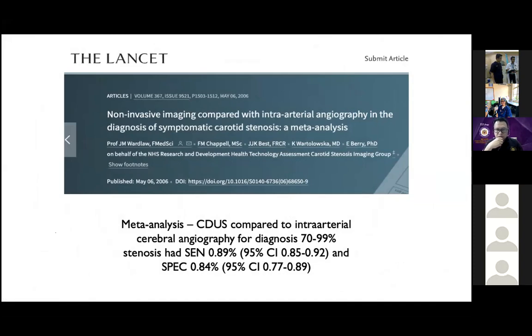This paper in 2006, published in Lancet, is quite an old paper, but the CDUS, sometimes you interchangeably find the term duplex ultrasound. Basically, duplex is what I have been discussing. They include the spectral Doppler ultrasound. It's quite interesting that CDUS compared to intra-arterial cerebral angiography for diagnosis of 70% stenosis had roughly 89% sensitivity and 84% specificity, which is quite good for us. So that's why I advocate using both, the color flow, the B mode plus the spectral Doppler.